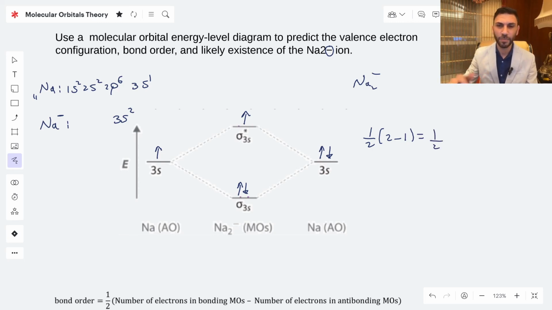It has a little stability, but not too stable, because the bond order is low. It's greater than 0, which means it might exist, but because it is a half, not 1 or 2 or greater, this Na2 negative ion is likely to exist, but not a very strong or very stable species. It's very active, so it can react with anything to change this species.